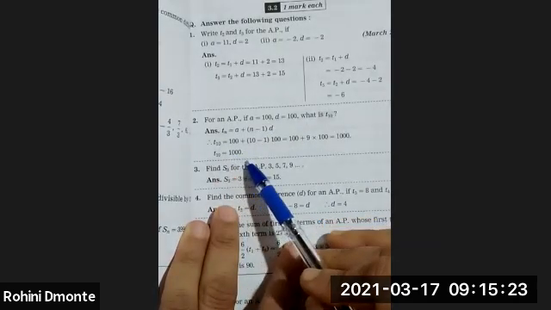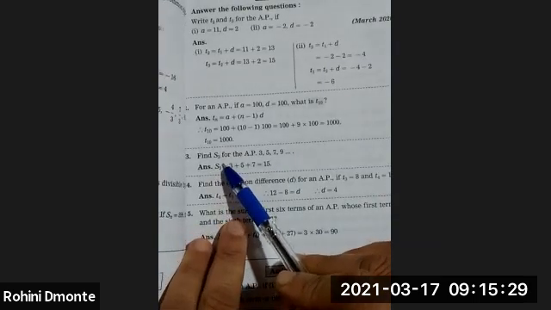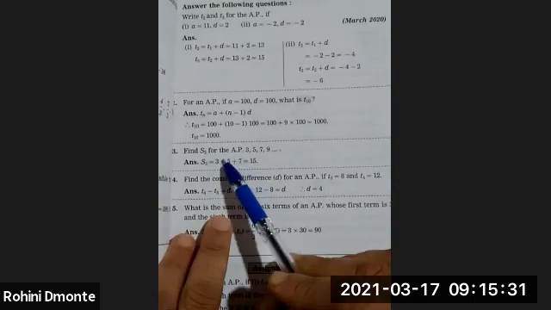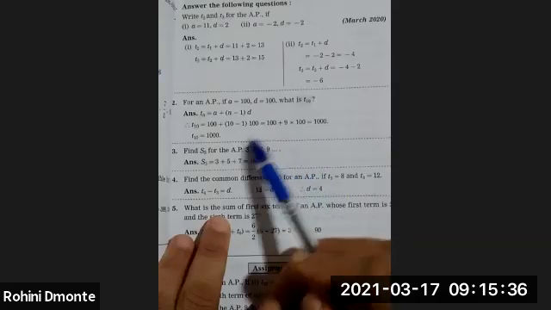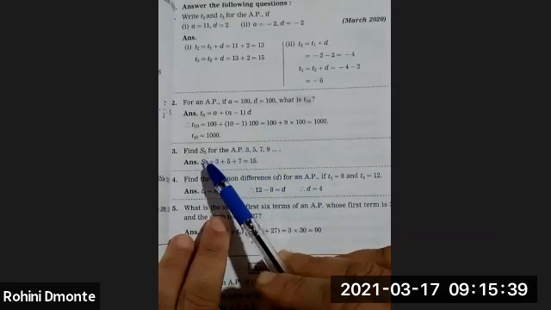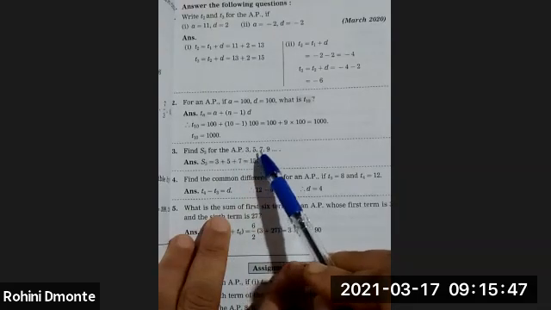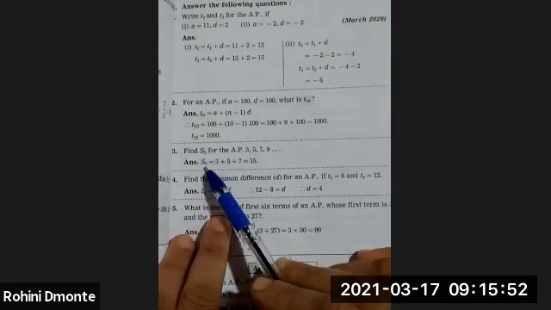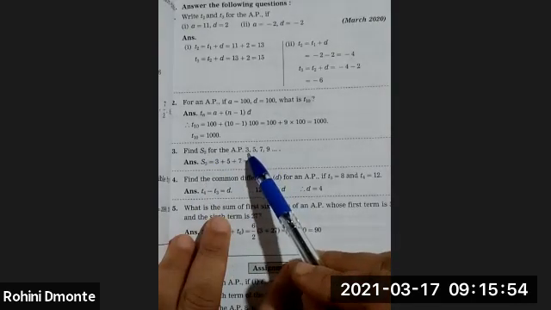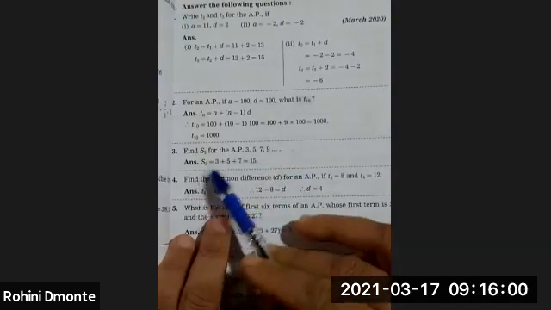Just substitute the values and find the value. Yes, students? Okay. Now let us move to the next sum. Find S3 for the AP 3, 5, 7, 9. Here, what you have to find out? The sum of the first three terms. Here the first, second, third and fourth terms are given, but you have to find only the sum of the first three terms. So S3 is equal to 3 plus 5 plus 7. Only three terms, so we are directly doing this.